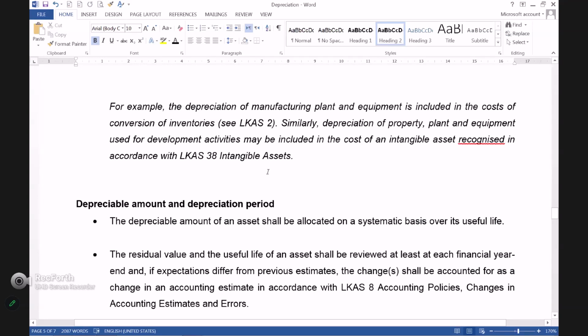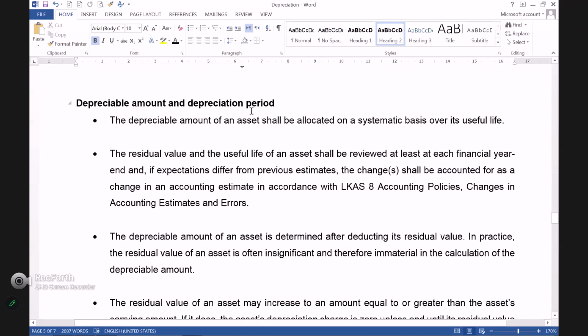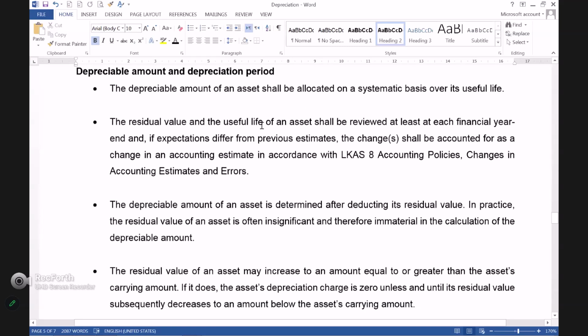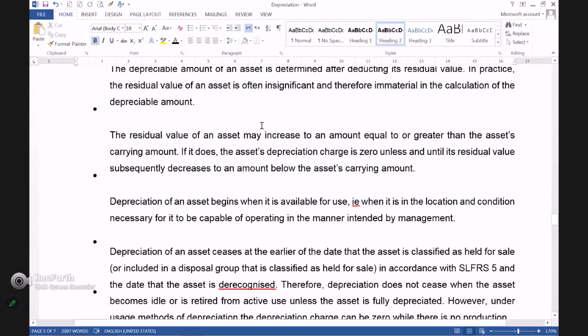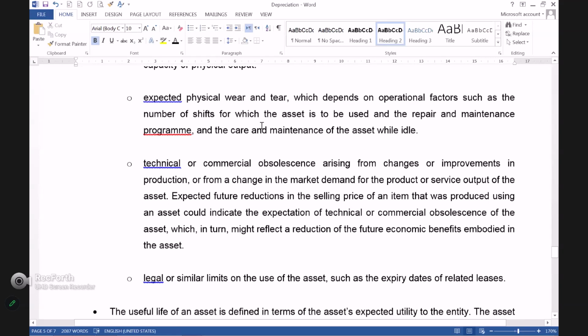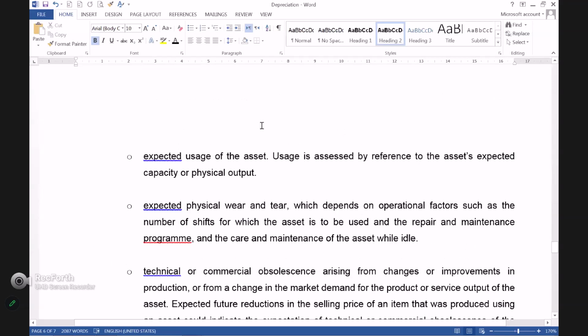So different LKS are there. LKS 2 talks about inventories. You can read and understand depreciation amount and depreciation period here. Just for your knowledge, you can easily read and understand these things. And also the depreciation method.